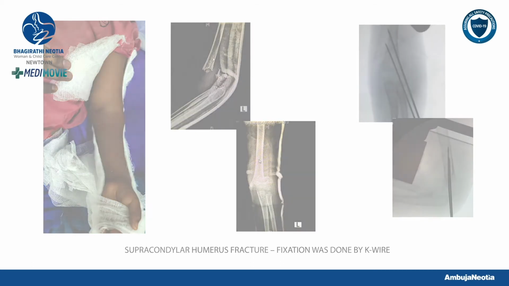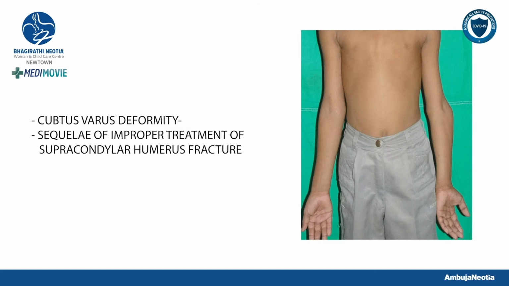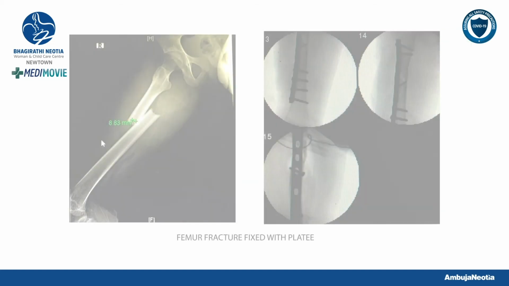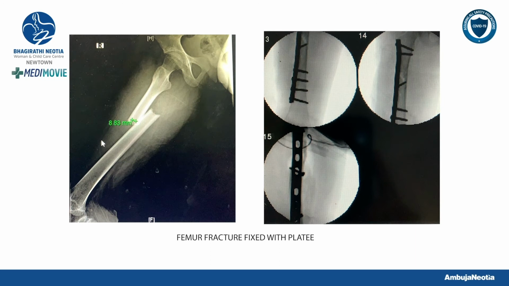If a supracondylar humerus fracture is not fixed properly, it can lead to a secondary deformity later in life. So you can see this is a cubitus varus deformity where the forearm has deviated medially. Apart from the upper limb, lower limb fractures are also quite common in children. This is a femur fracture in a 14-year-old child, and we have to fix it with a plate. In a child less than 3 or 4 years of age, a femur fracture seldom requires fixation and will unite with plastering.